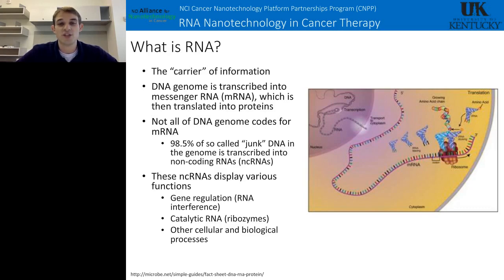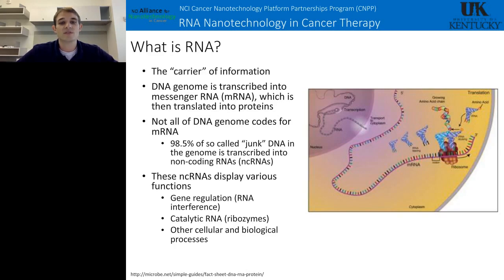The DNA in the genome is transcribed into RNA, and the messenger RNA, also known as mRNA, is what actually codes for proteins. However, not all of the DNA genome codes for mRNA. More than 98.5% of the DNA genome is actually not transcribed into RNA that codes for proteins. It's transcribed into non-coding RNAs, or ncRNAs for short.